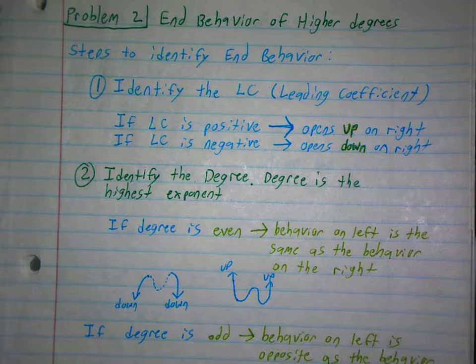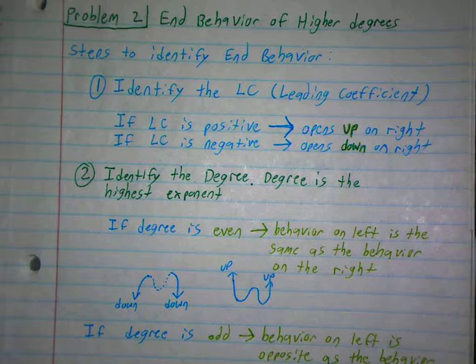And then you look at the degree. If the degree is even, it repeats itself. So if it opened up on the right, then it's going to open up on the left, if the degree is even. If it opened down on the right, degree is even, it'll also open down on the left. Like a parabola is even, to the second power, that's why it repeats itself on both sides. It's either up and up or down and down. Anything to the second power, fourth power, sixth power, eighth power are all up and up or down and down.